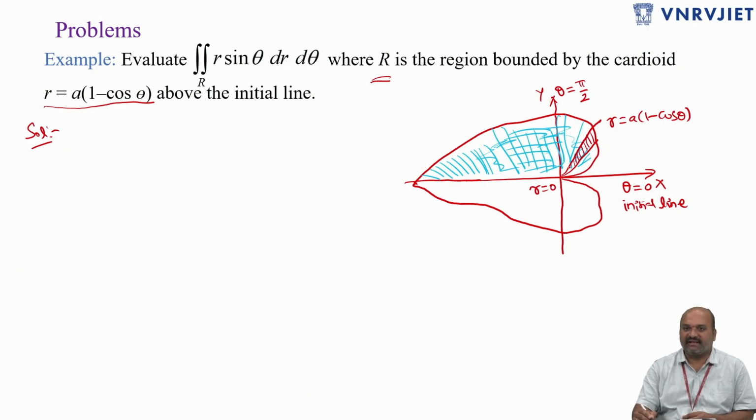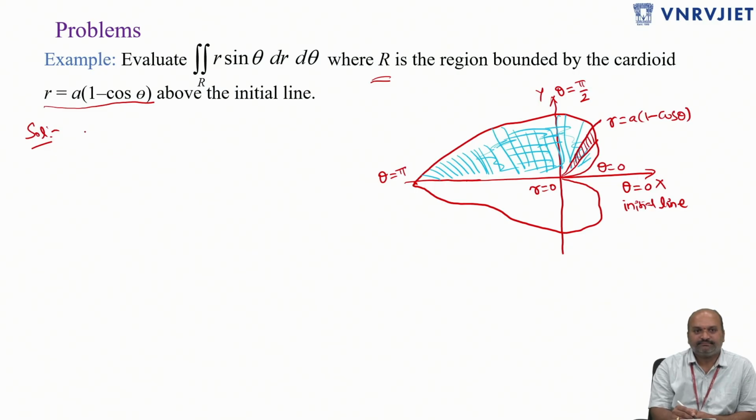To cover this entire region, this strip has to slide from the line theta equals 0. It has to move like this, theta equals 0 initially, then theta equals pi by 2, and so on, up to theta equals pi. This line makes an angle of pi with the positive direction of the x-axis, so it represents theta equals pi, the negative side of the x-axis. So theta varies from 0 to pi, and r varies from 0 to a into 1 minus cos theta.